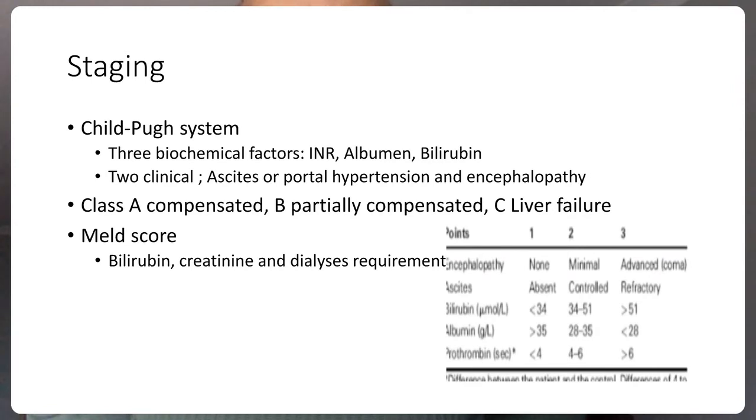The Child-Pugh score is easy to determine. It depends on 3 biochemical factors, and these 3 biochemical factors are the factors that we call the synthetic function of the liver, the INR, the albumin, and the bilirubin. So these are the 3 main things that you want to know about these patients if they have got chronic liver disease. And also we assess them for 2 clinical situations. Do they have ascites or portal hypertension, which is the same pathologic process, and we look for encephalopathy.